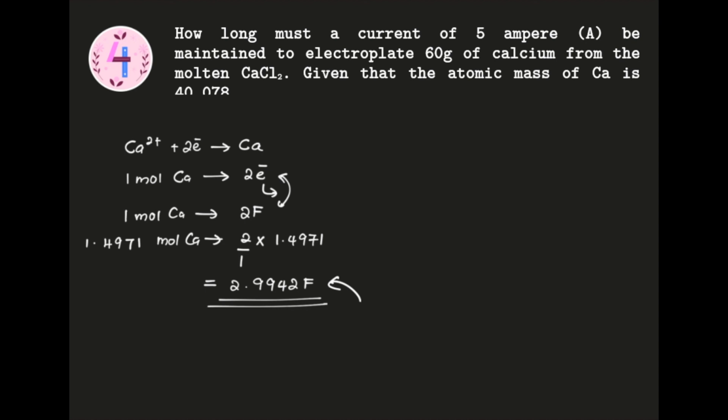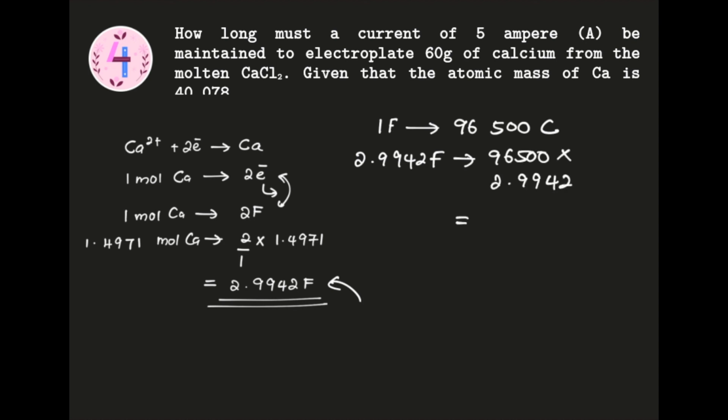Alright, what else you can do is convert this Faraday into Coulomb. You know that 1 Faraday is equivalent to 96,500 Coulomb. So since you have 2.9942 Faraday, 96,500 times 2.9942 is equivalent to 2.8894 times 10 to the power of 5 Coulomb per mole.